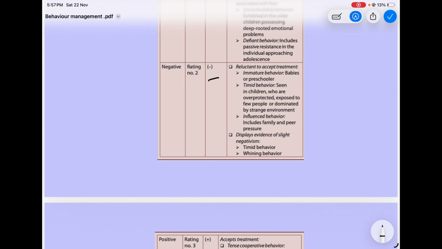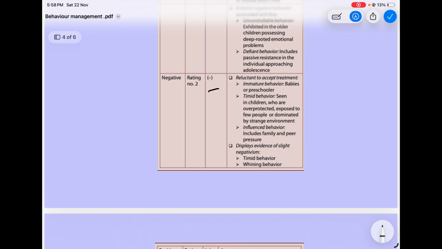So immature behavior, timid behavior, is basically seen in children who are overprotected, exposed to few people, or dominated by a strange environment. Timid means basically a shy behavior, shy nervousness or hesitation, particularly in the presence of unfamiliar people, situations or challenges, and displays evidence of slight negativism with the timid behavior and whining behavior. All these features are included in negative behavior.